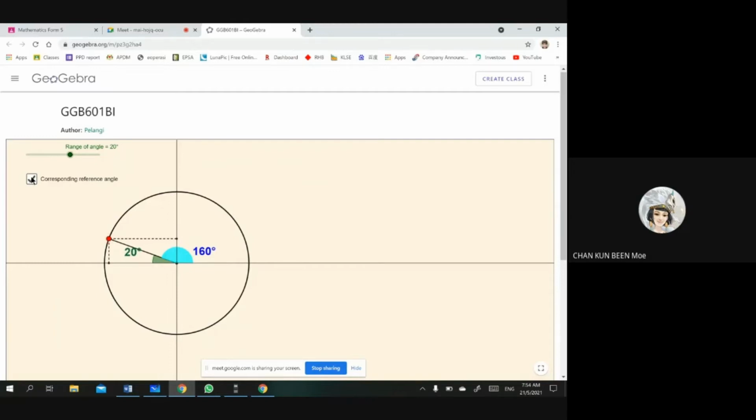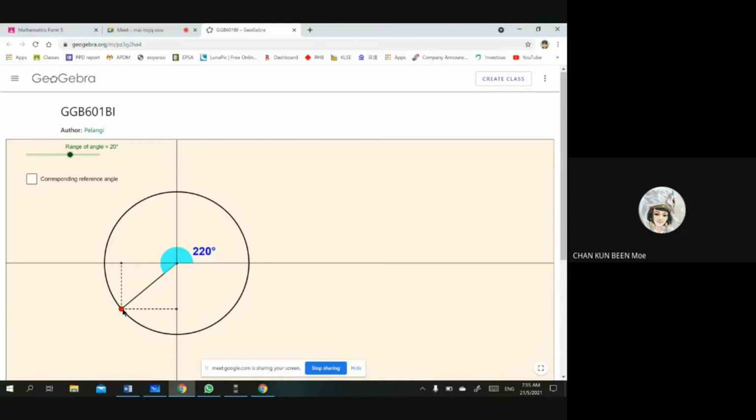Can you see that? Okay, now I move it down here. So this is the angle 220 degrees. Can you tell me how much is the corresponding angle? Can you guess? It will be 220 minus 180, because we want to get this part only. That's the corresponding angle. Therefore, the corresponding angle is 40 degrees.